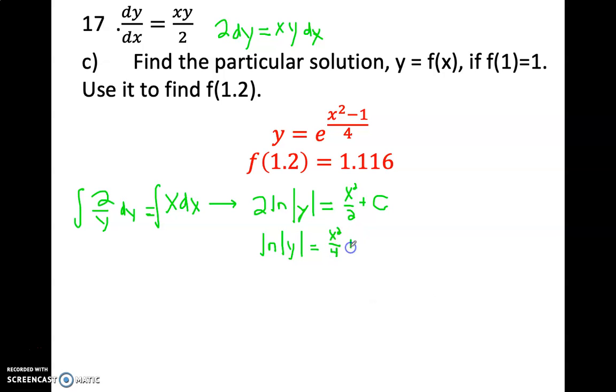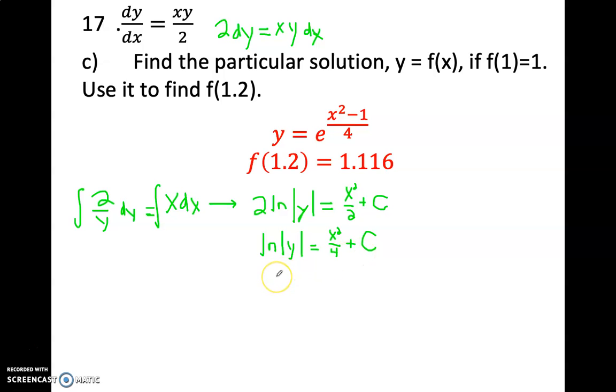And we don't actually divide the c by 2 because at the end of the day, it's still a constant. It's a different constant than the one above it, but we're going to find out what it is at the end anyway. So it's not necessary to keep dividing it by numbers. It's just going to make more work for us.